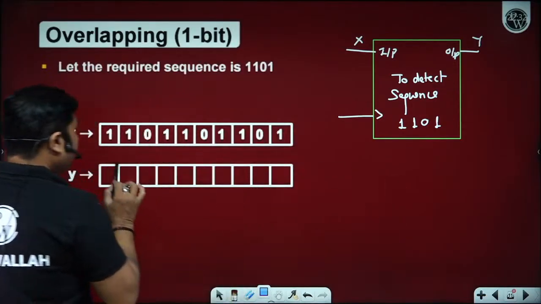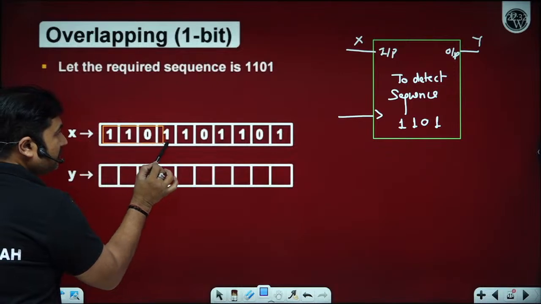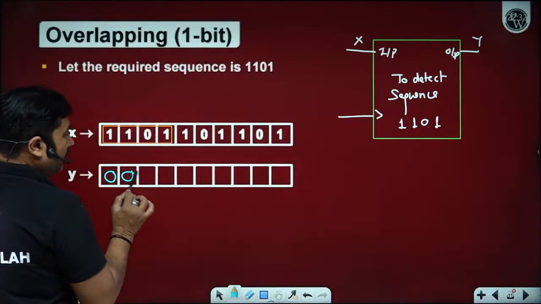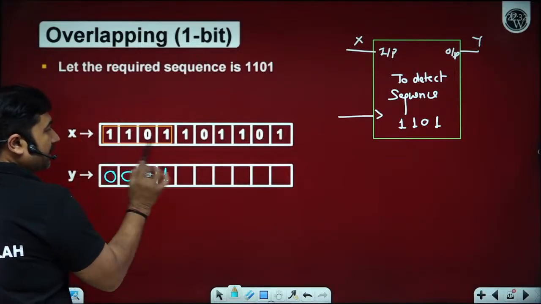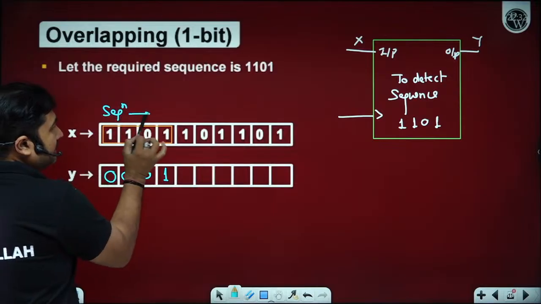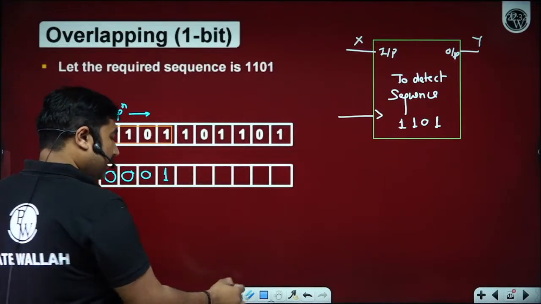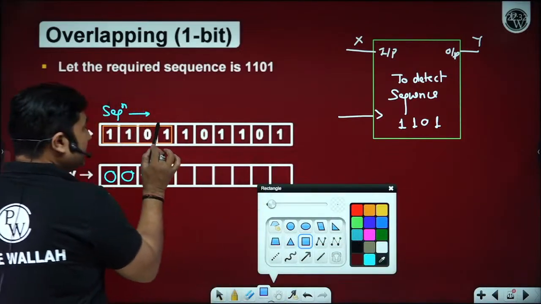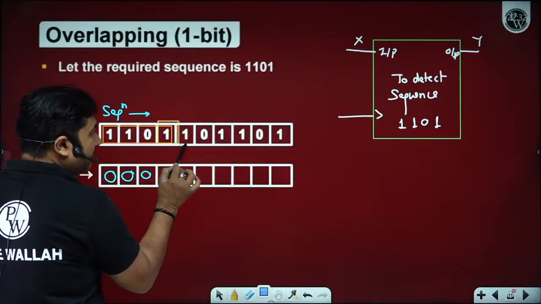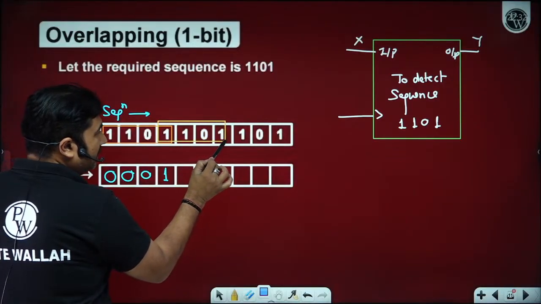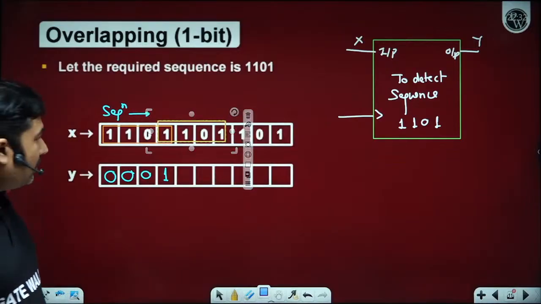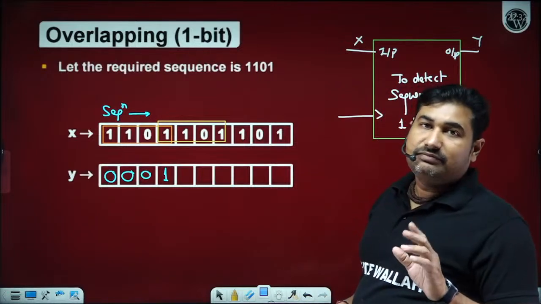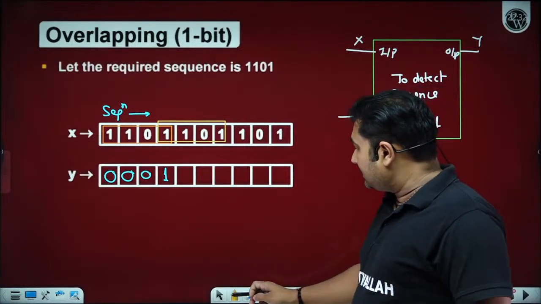Your output will become high whenever the required sequence 1101 is detected. So here your output will become high on the 4th clock because the required sequence got detected. The sequence is from left to right. Next, if you observe, it is a 1-bit overlap, so the next sequence will start from here. The last bit of the previous sequence becomes the most significant bit of the next sequence. This is a 1-bit overlap.